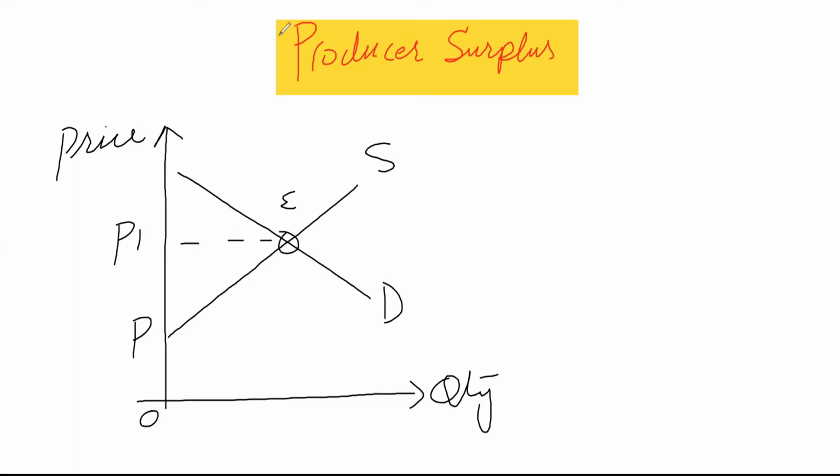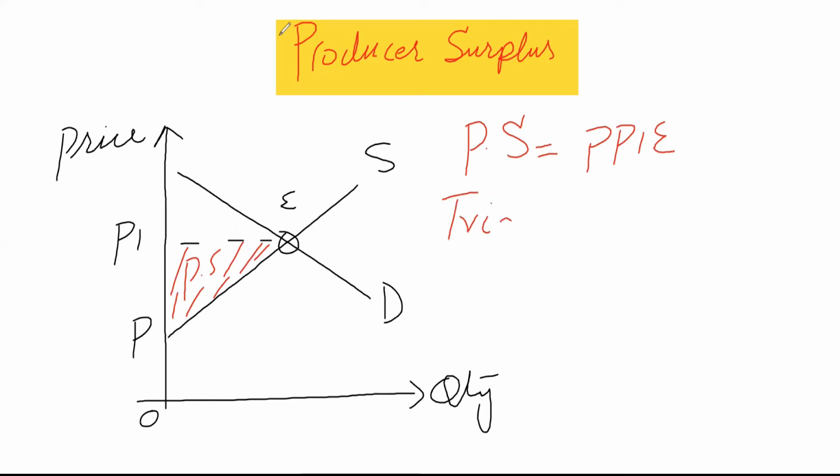So producer surplus is equal to P, P1 and E. So this triangle can be mathematically calculated using its formula, and the formula for triangle is 1/2 into height into base.